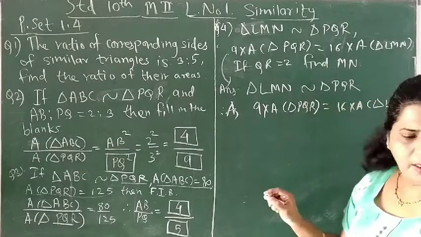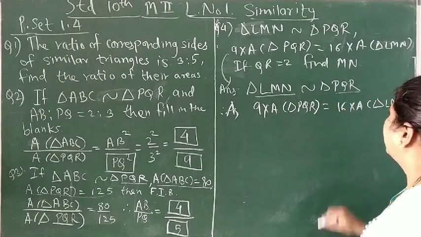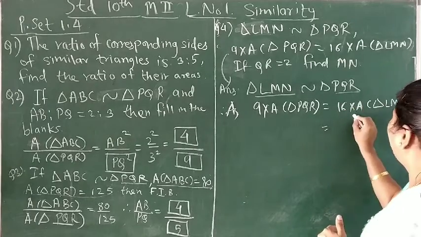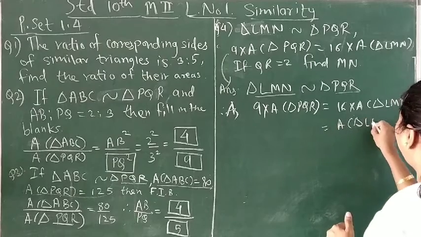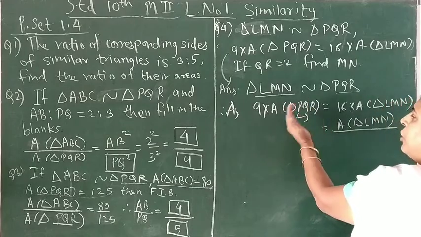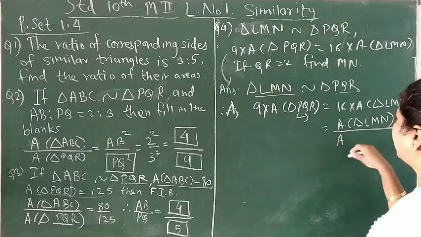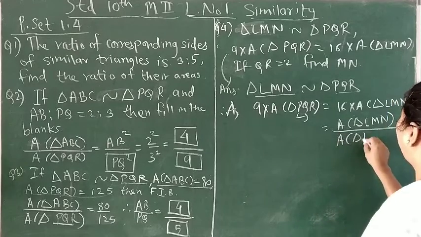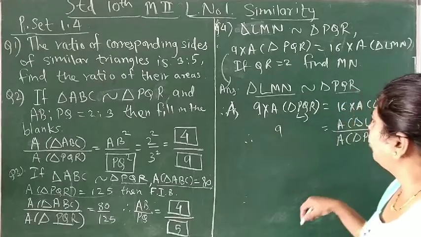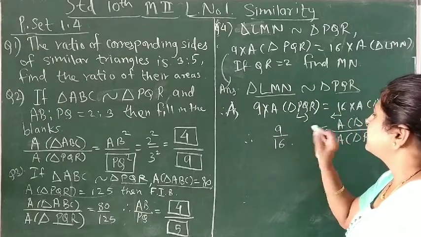Now here in this given similarity, LMN is the first triangle and PQR is the second. So let the area of triangle LMN be in the numerator. Now let's take the area of triangle PQR on the right side, as here is a product form, it will come as the denominator, as a division. Area of triangle PQR is equal to, now here we should write 9 in the numerator and then 16 should come as a division, so 9 upon 16.